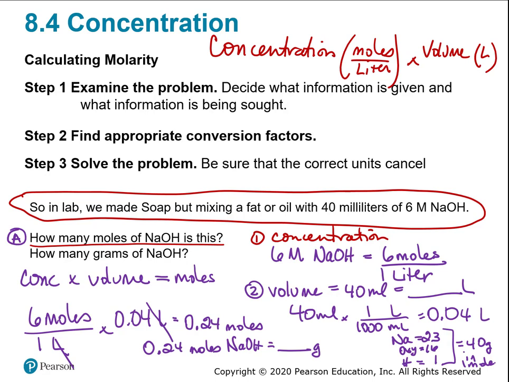So there's 40 grams in 1 mole. Remember, you've got to use the periodic table. If you have grams and moles, you're going to need the periodic table to look up what the mass is. Just round those masses to whole numbers.